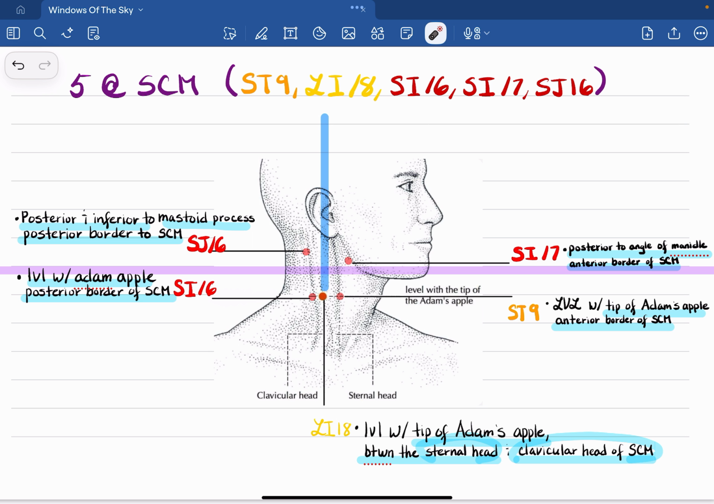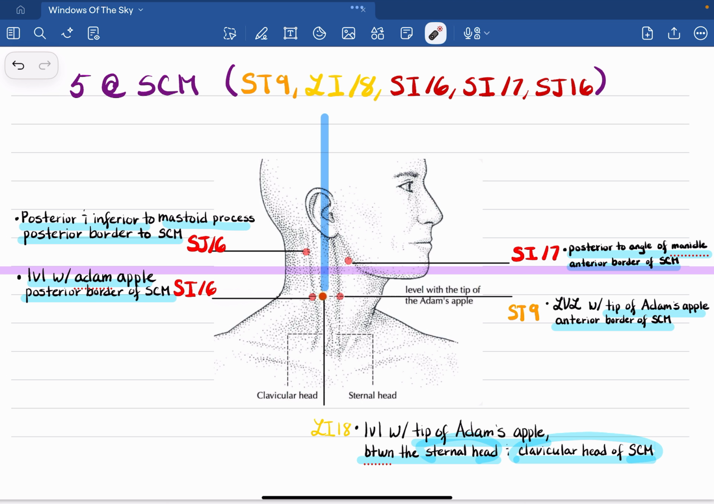So if you recall it like this, I don't think you'll ever get confused, and there will be no time that you will actually forget. That's why I try to make them in order. So we know that the point that goes to the SCM is stomach 9. So that's first. Then we have LI 18, then we have SI 16, and then we have SI 17 and Sanjiao 16.